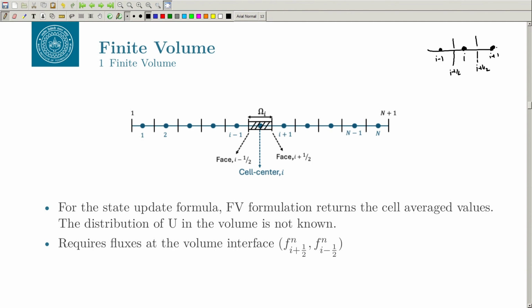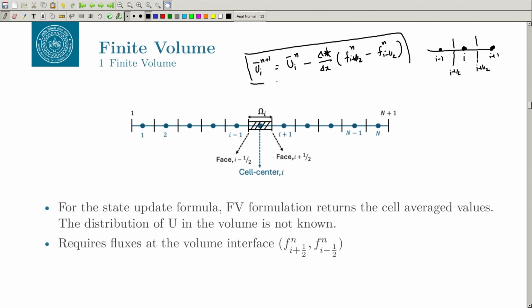So, the state update formula that we had was: if you want to get u I n plus 1, which is the cell average value at the next iteration, it is u I n minus delta t by delta x times f I plus 1 half minus f I minus half at n. Of course, the problem that we are trying to solve is del u by del t plus del f by del x equal to 0.